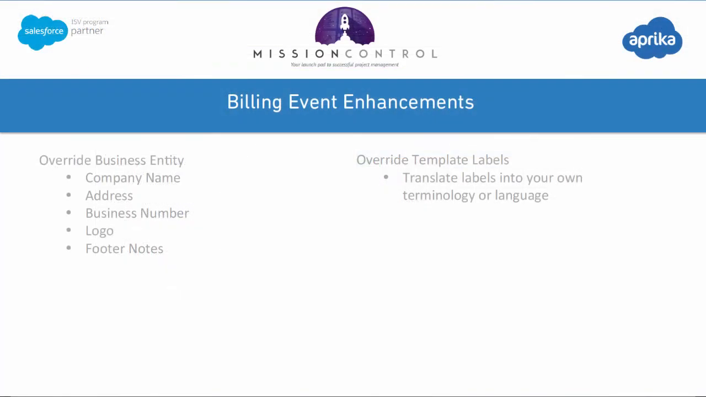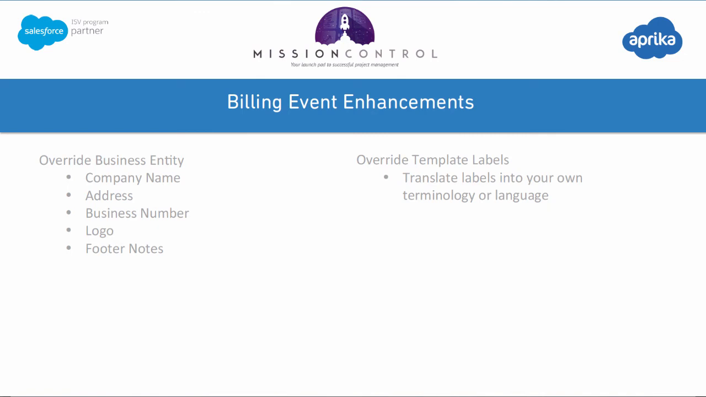We've received some great feedback from clients that are already using the billing event functionality that was released as part of version 1.36. Part of that feedback was the need for different business entities to be able to generate the invoices, and for some of our international clients, they wanted to be able to override the template labels for the PDF into their own local languages. We're pleased to announce both of these features are now available.